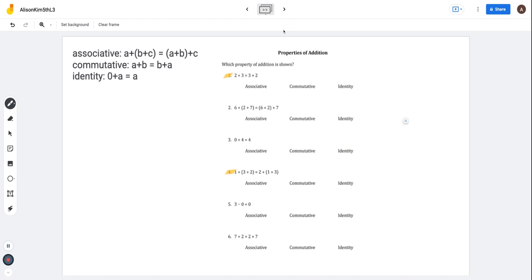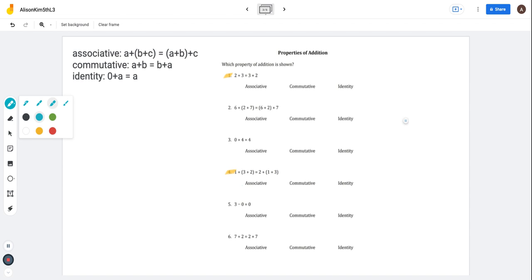Now we're going to move on to the properties of addition. This is actually fairly easy. All you have to do is follow the rules that I have written here. So associative has a plus (b plus c) equals (a plus b) plus c. So it's not that the order is important for associative. It's mainly the parentheses that are important, because the parentheses are what move around.